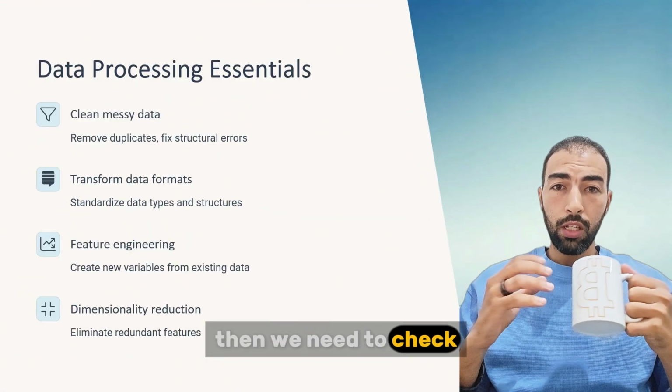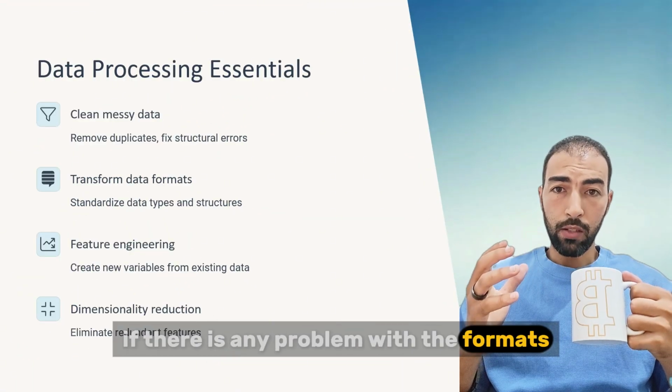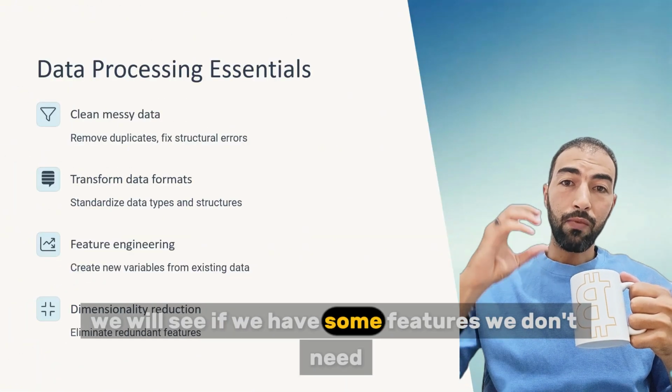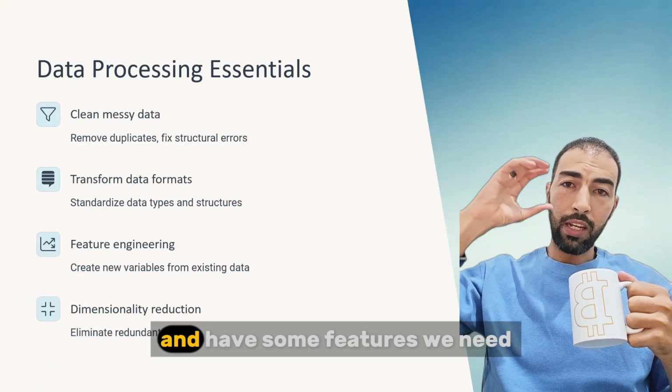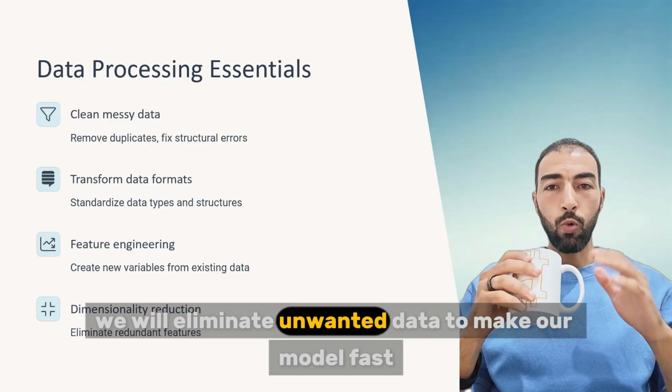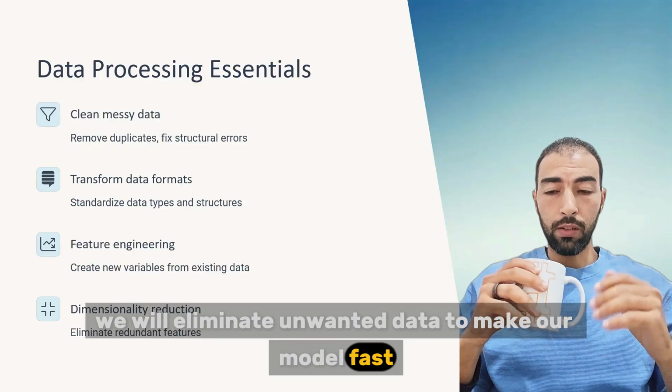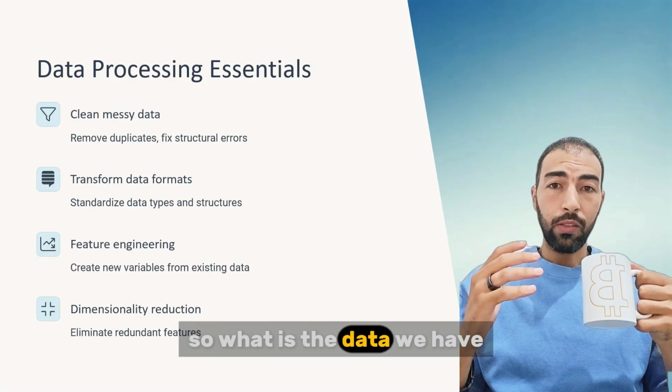Then we need to check if there is any problem with the formats we need to do. After that, we will see if we have some features we don't need and some features we need. Then we will eliminate unwanted data to make our model fast. So what is the data we have?